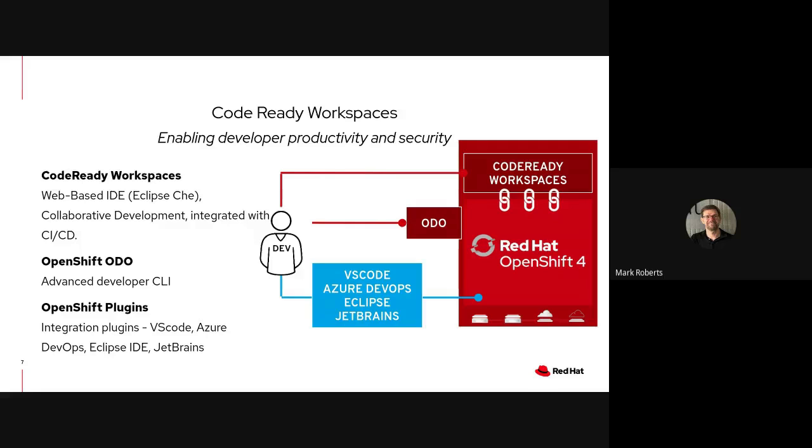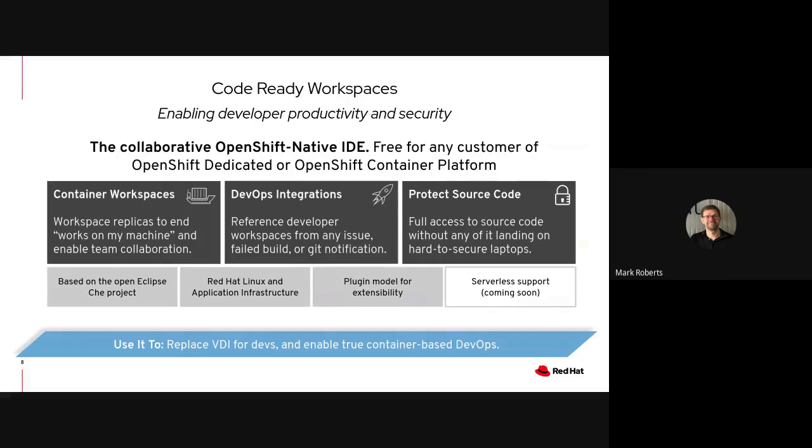But if you've got various plugins that you want to use from things like VS Code, Azure DevOps, etc., then you can add those into this environment as well. So it's very easy to bring your own plugins. There are a number of plugins that are available that can be used within the environment, as you will see. So it's a containerized workspace. We have DevOps integrations available to make it easy to work with things like Git notifications, manage the build process, and we have full protection of that source code. So you have access to your source code, but none of it's landing on a laptop.